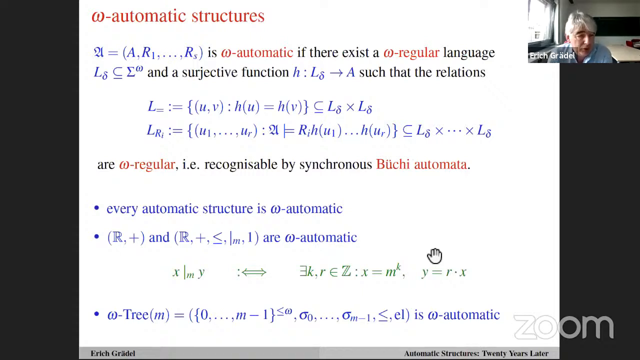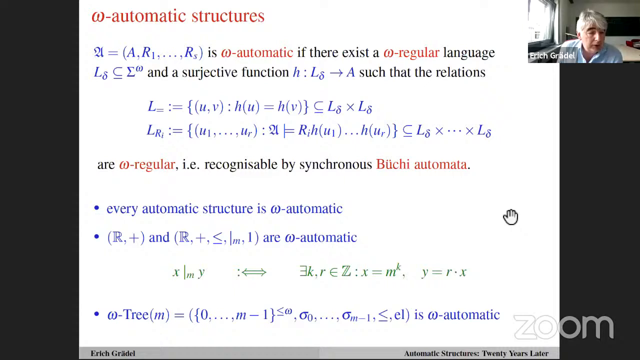Of course, every automatic structure is also omega-automatic, but more interesting omega-automatic structures are the additive structure of the reals, and its expansion by order and, again, a restricted divisibility relation of the form that x is m to the k for some integer k, and y is r times x, where r again can be an arbitrary integer.